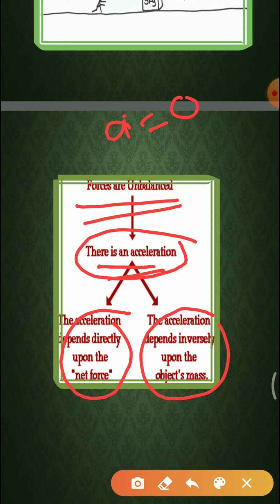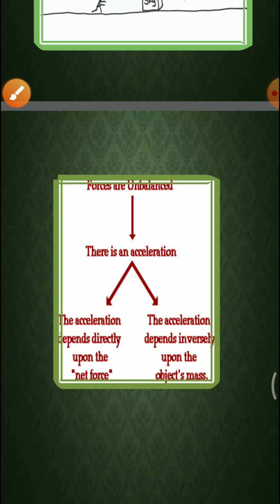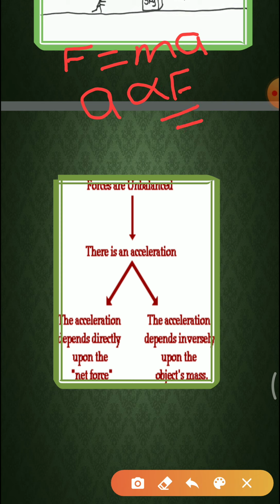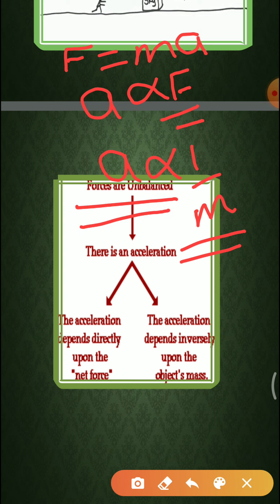Again, if we want to prove it mathematically, we know F is equal to m into a. So acceleration a is directly proportional to the force, meaning the net force, and acceleration a is inversely proportional to the mass of the object. Here it is due to the unbalanced forces.